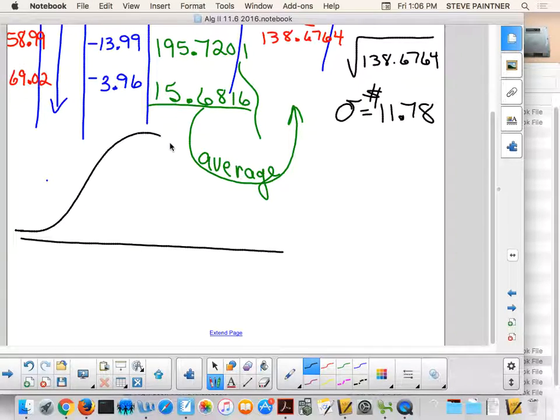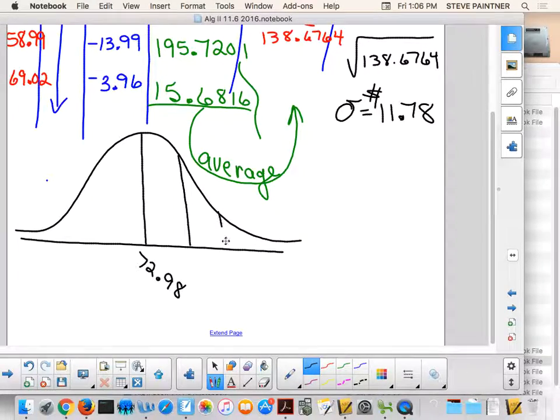We did this yesterday. How far do you want us to go? I think for sure 2, maybe 3. The average grocery bill was $72.98. And you would know 1 and 2 standard deviations. You're going to add the 11.78 on and get 84.76, and then 96.54. Okay, and then 108.32.